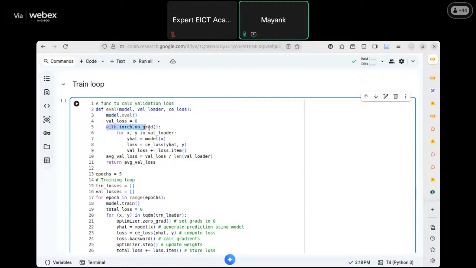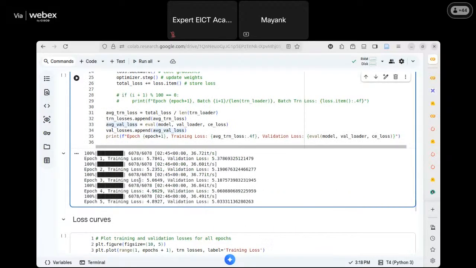Then we disable gradient calculation, and then we go over x, y in the validation loader and do a forward pass: we calculate y hat, calculate the loss, and calculate the validation loss. We don't need to do anything backward in validation. So we return the loss, and we store this loss in an array.